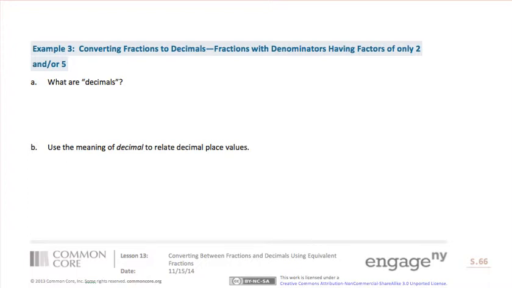To begin example 3, we're converting fractions to decimals. We need to have a little discussion of what decimal means to begin with. So decimals, the word decimal means 1/10. It comes from the Latin word decimus, and you see that prefix, deci, D-E-C-I, used in the metric system, which also means 1/10 of a unit.